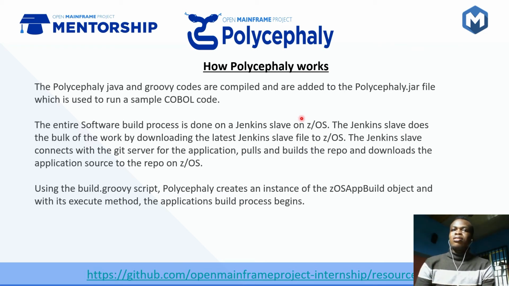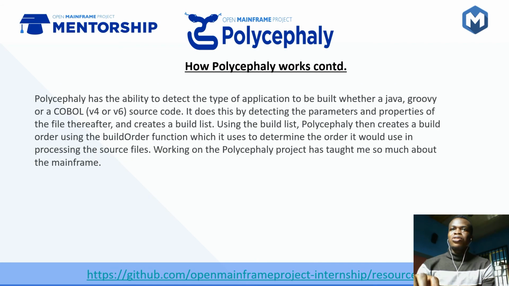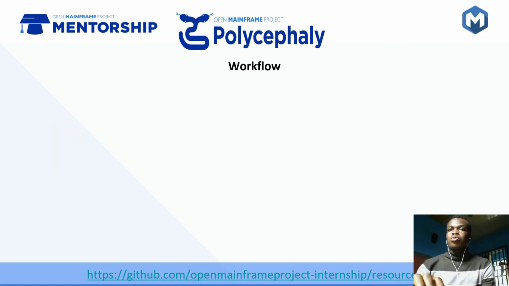Now, all this work is done by the Jenkins slave on the z/OS. So the Jenkins slave does the bulk of the work. It goes to the Git source control system and it pulls out the application in the Git server and builds it on the z/OS. So polycephaly actually also has the ability to detect the type of application being built, if it's Java or Groovy or COBOL. It uses these functions like build, list, and some other important functions. Because of time, I wouldn't really highlight all of them.